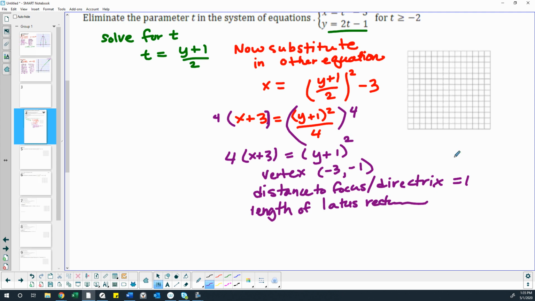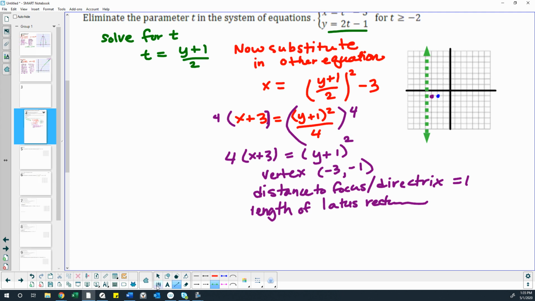Something like that. So if we wanted to graph this, we don't have to graph it. I am graphing it simply to help solidify this in your brain and to make sure you relate it to what we've done previously. So -3, -1 is our vertex. Our focus would be 1 to the right. Our directrix would be 1 to the left.